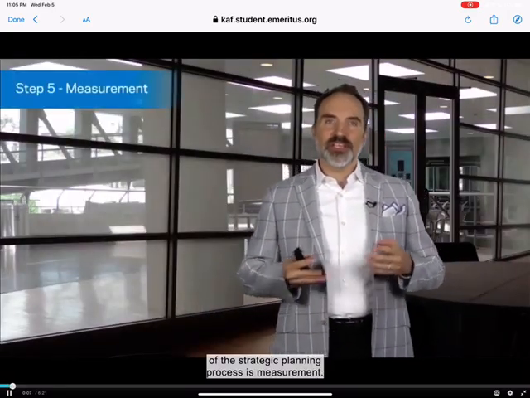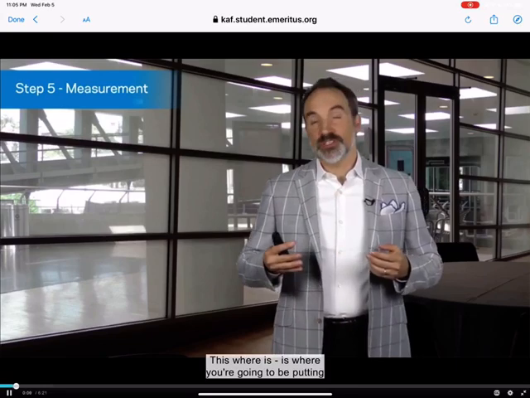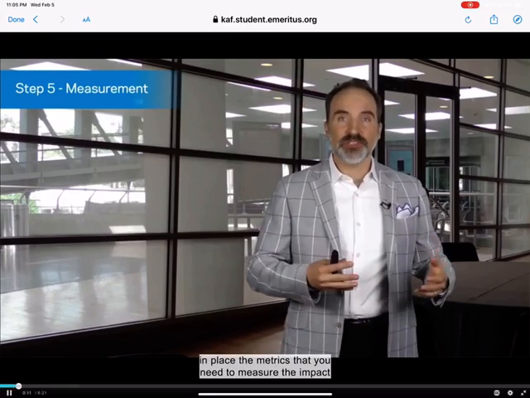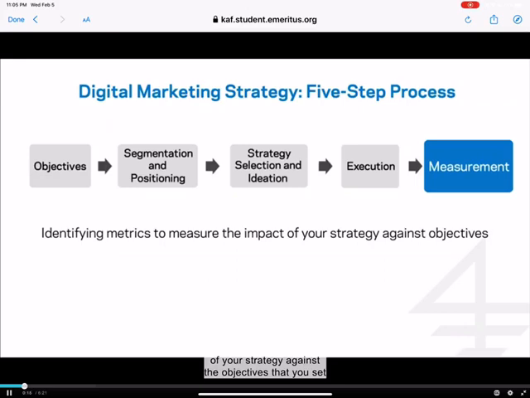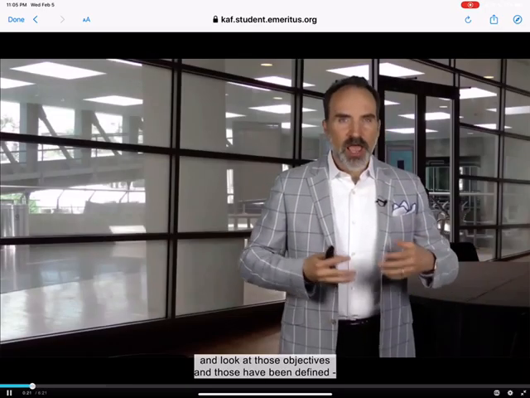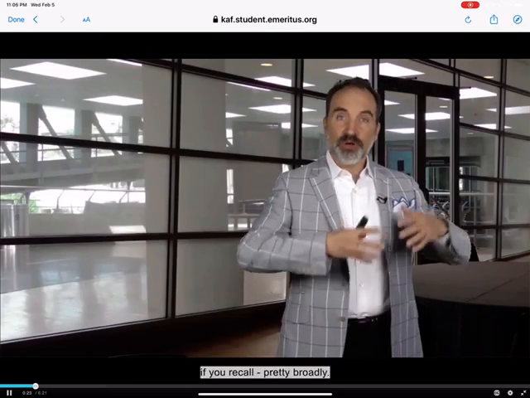The fifth and final step of the strategic planning process is measurement. This is where you're going to be putting in place the metrics that you need to measure the impact of your strategy against the objectives that you set in the very first stage of your planning process. So now this is a place you're going to want to go back and look at those objectives. And those have been defined, if you recall, pretty broadly.